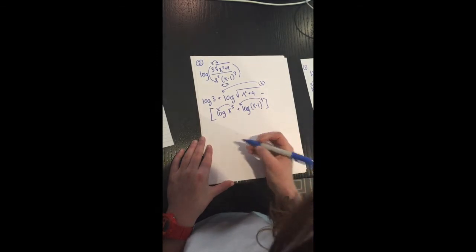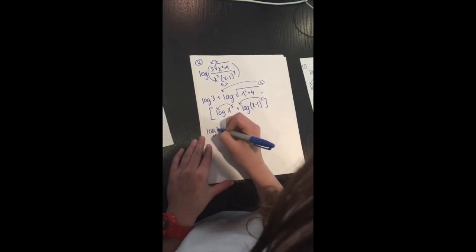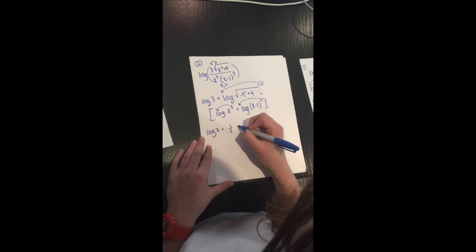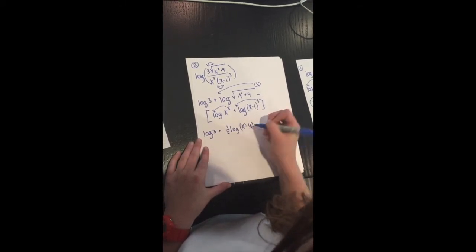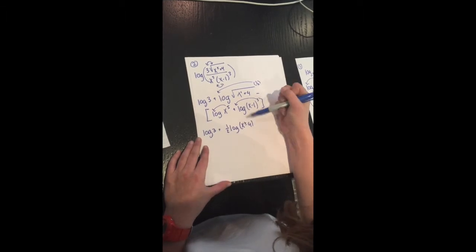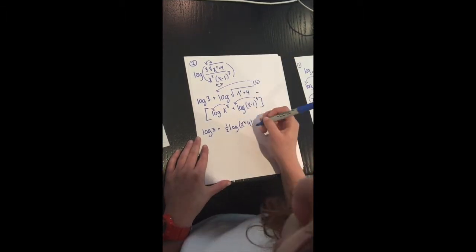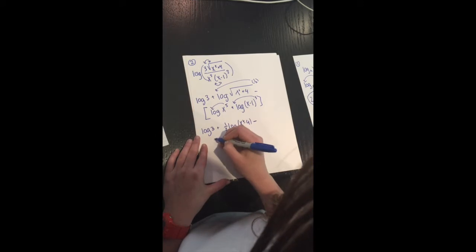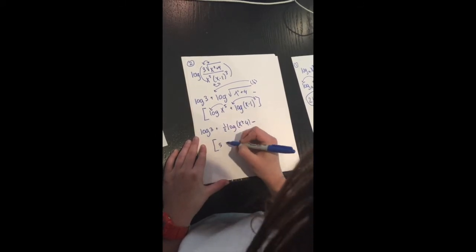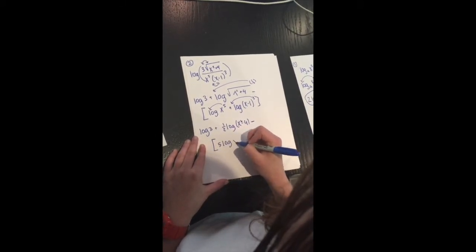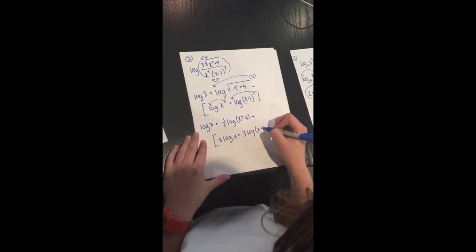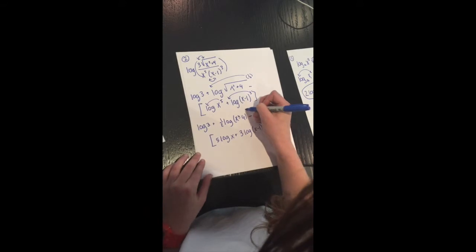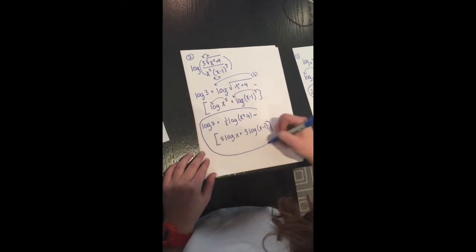So for our final answer, we get log 3 plus 1/2 log x squared plus 4, and it's important that you don't actually move that exponent because it's on the inside, minus 5 times log x plus 3 times log x minus 1. And that whole big ugly thing is our answer.